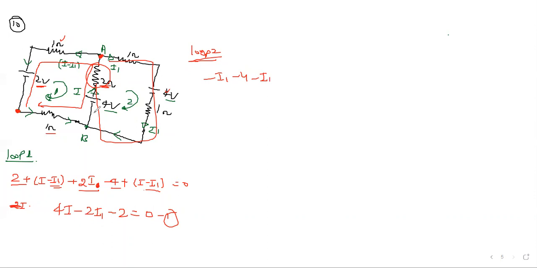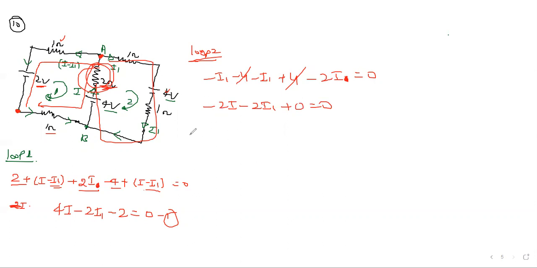Then I came here, where I got plus 4 volt, jumping from negative to positive terminal. With the 2 ohm resistance, going in the direction of current, the drop is minus 2I1, all equal to 0. This plus 4 gets cancelled. I wrote it wrong again; the current flowing in this resistance is I. So I'm getting minus 2I, then minus 2I1 and plus 0 is equal to 0.